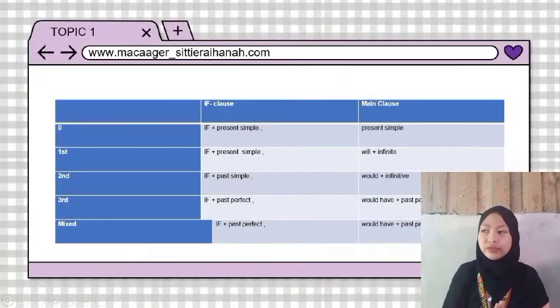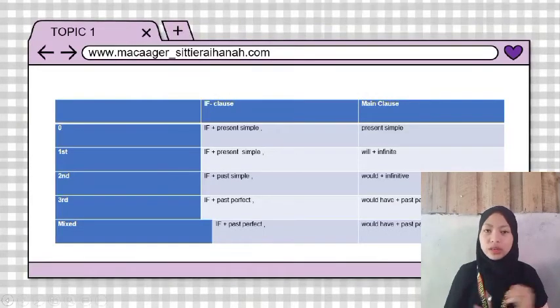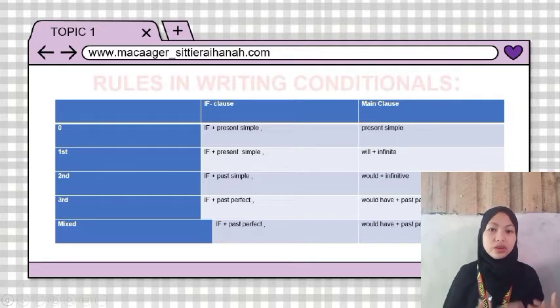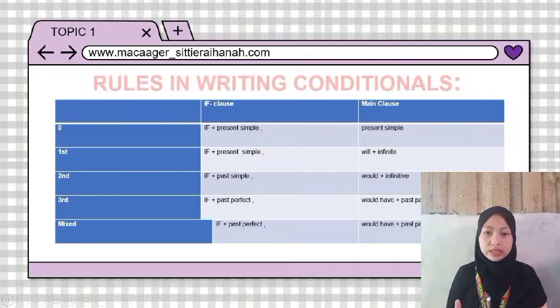In English, we have 5 conditionals: the zero conditional, first conditional, second conditional, third conditional, and the mixed conditional. Each of these conditionals has two clauses: the if clause and the main clause. The if clause refers to the conditions or the situations in the sentence, while the main clause refers to the result in the sentence.